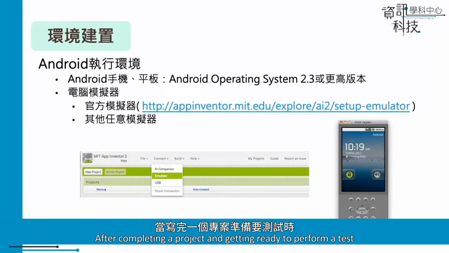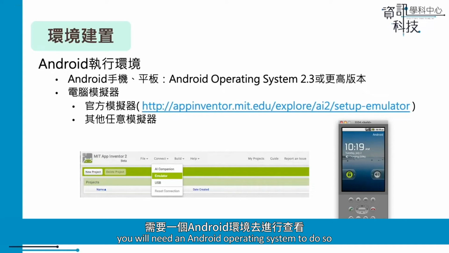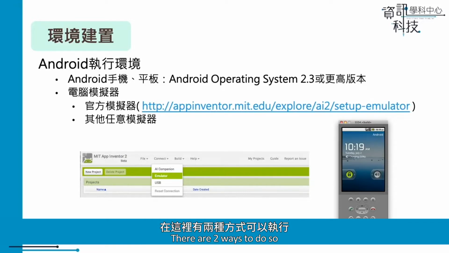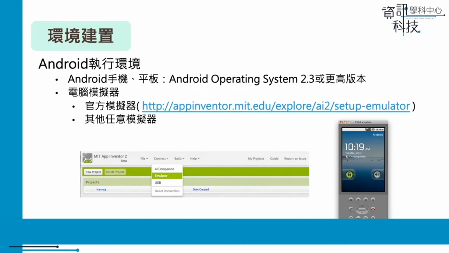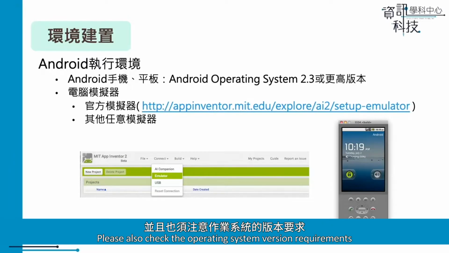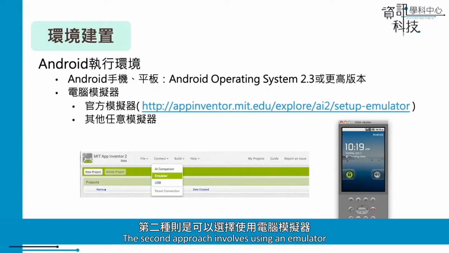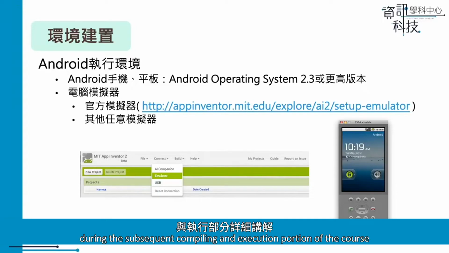After completing a project and getting ready to perform a test, you will need an Android operating system to do so. Hence, you need to set up an Android execution context. There are 2 ways to do so. The first involves using an Android smartphone or tablet. Please also check the operating system version requirements. The second approach involves using an emulator. This aspect will be explained in detail during the subsequent compiling and execution portion of the course.